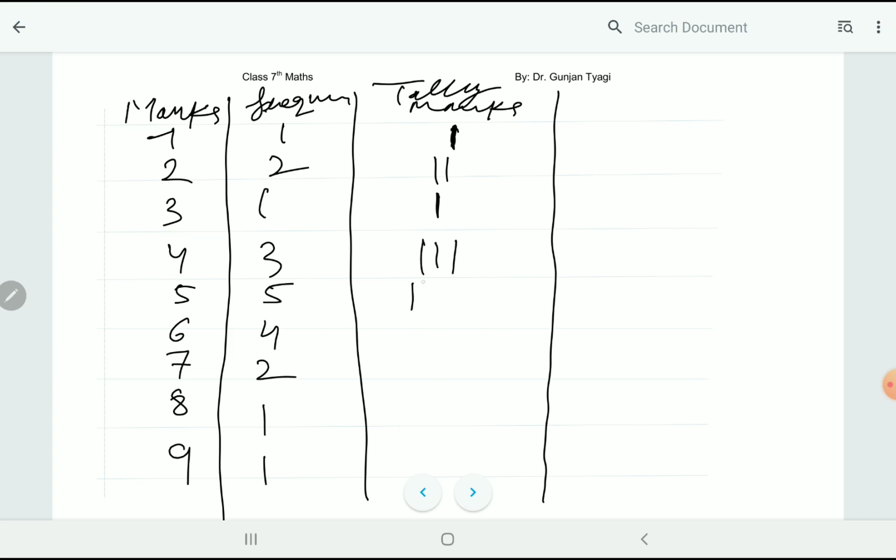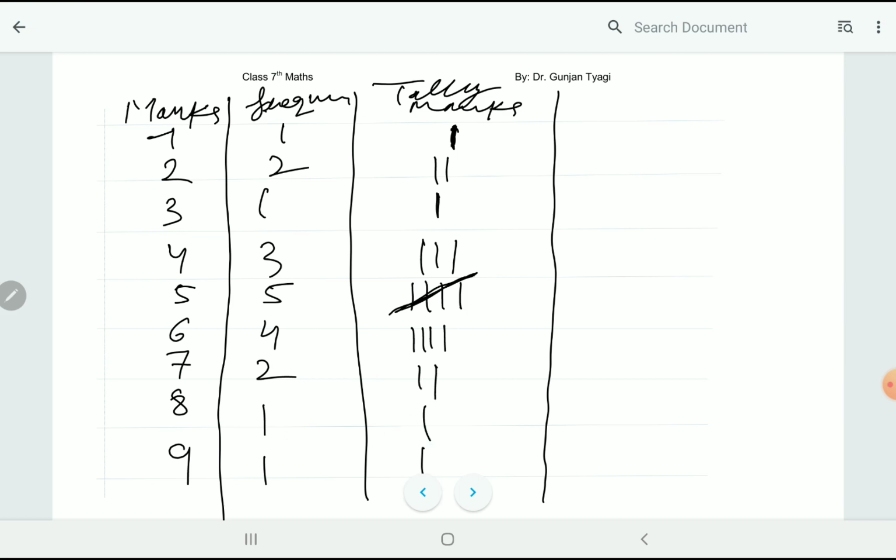So 5 is 1, 2, 3, 4 and 5. The fifth line you have to make slanting, cutting across the fifth. This is the tally marks. Rule to write the tally marks: 4 is 1, 2, 3, 4. 2 is 1, 2. 1 and 1.